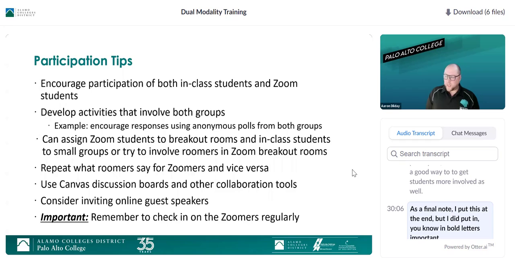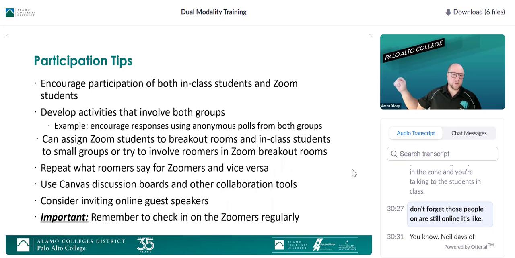And as a final note, I put this at the end, but I did put it in bold letters, important. Remember to check on the Zoomers regularly. Don't forget about them. I know I said this already, but it's worth mentioning again. Don't forget about the Zoomers. You know, when you're teaching and you're in the zone and you're talking to the students in class, don't forget those people are still online.